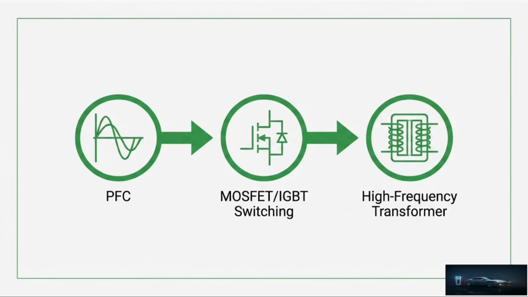So we already converted the incoming power into DC. So why would we switch it again? The answer is because the transformer needs changing electricity, and we get it by switching the DC on and off very quickly. With the MOSFET or IGBT, we create a high frequency power that can be converted efficiently using a small transformer. That is the reason behind it.